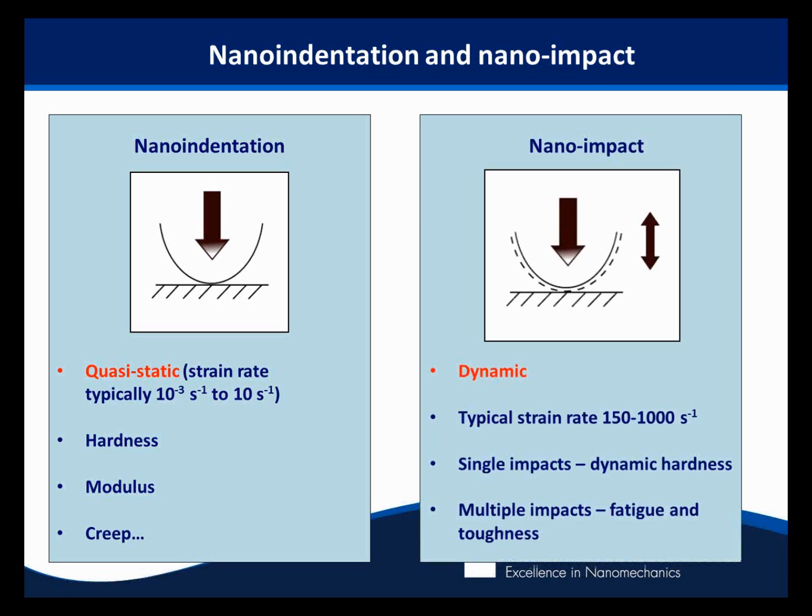What we do in nano-impact testing is we now have a dynamic test technique. So we can think about it as a high strain rate indentation test. And that allows us to access much higher strain rates in the test, right up to 1,000 per second and higher. If we do this in a single impact, we can look at the dynamic hardness of materials, or the strain rate sensitivity of the hardness in materials. And if we do this repetitively, this allows us to look at fatigue and fracture processes and toughness of materials.